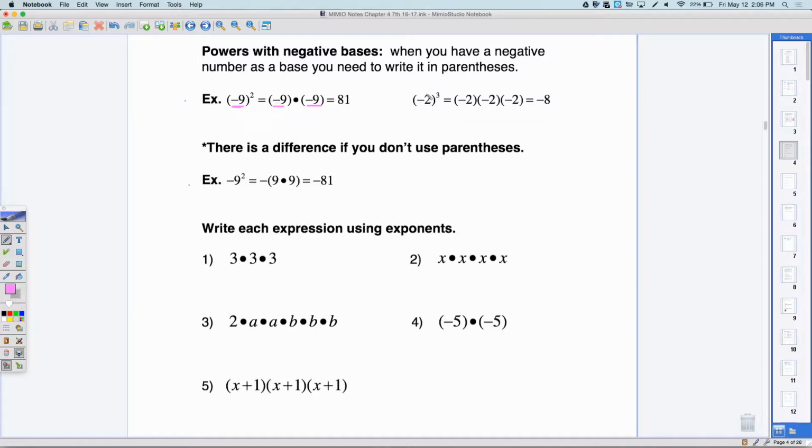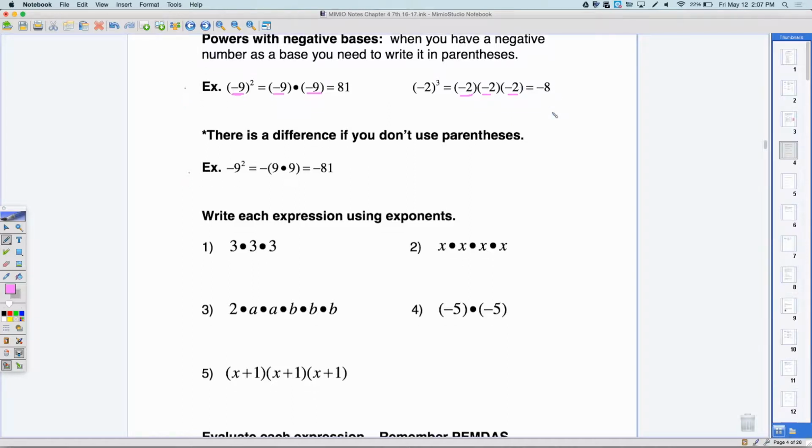The next one is negative 2 to the third power. So that means your negative 2 is being repeated 3 times. So 2 times 2 times 2 is 8. 3 negatives gives you a negative 8.